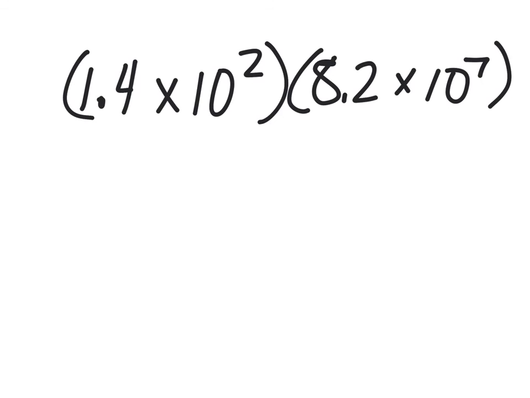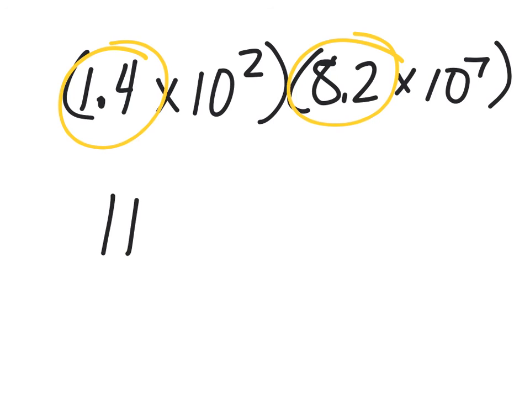What do I do? Would someone please tell me what do I do with the coefficients in front? I'm talking about these. What do I do with those? Okay, would you go ahead and just multiply those? 1.4 and 8.2, multiply them. You get 11.48. So we're going to write that down, just like we would when we were doing an exponential expression.